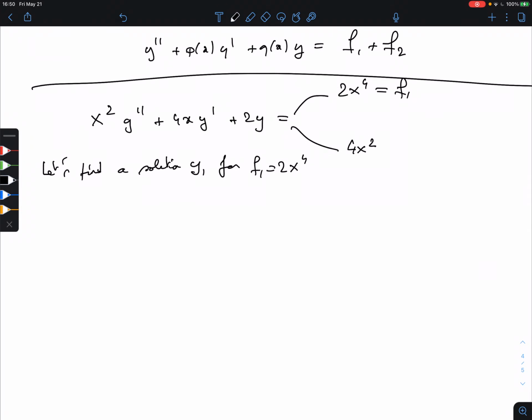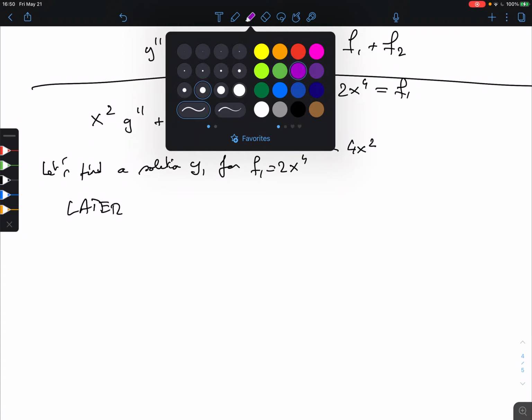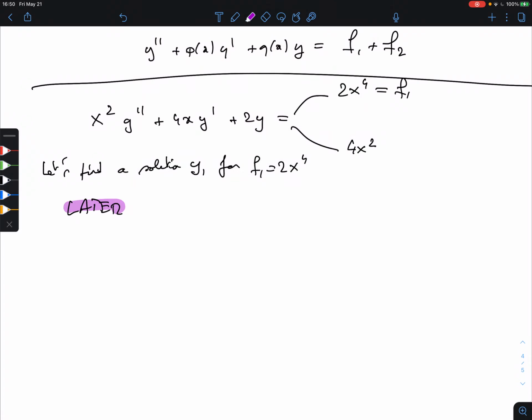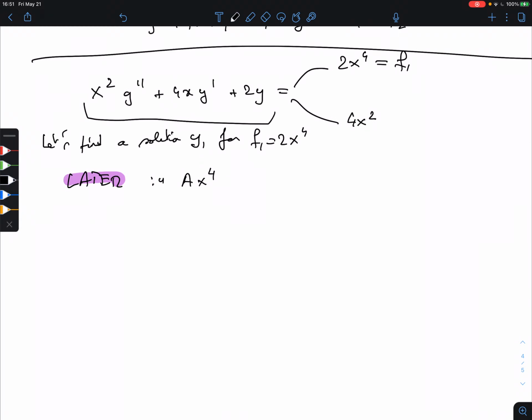I'm going to claim, and later we'll see, that part of the theory tells us that a solution of this particular type of differential equation, which is still a linear one, although there's an x squared in front of y double prime, but we can divide it out, is of the form a x to the fourth. So there's just some multiple of x to the fourth, and there's only one a that works. So let's try to find what this a is.